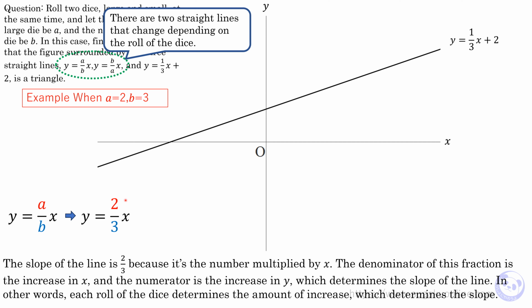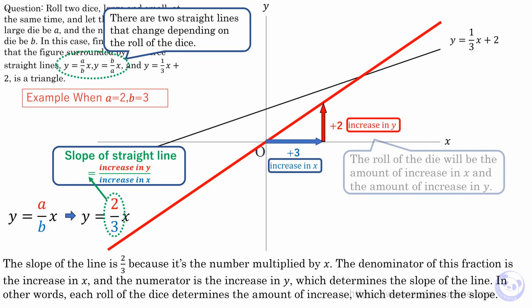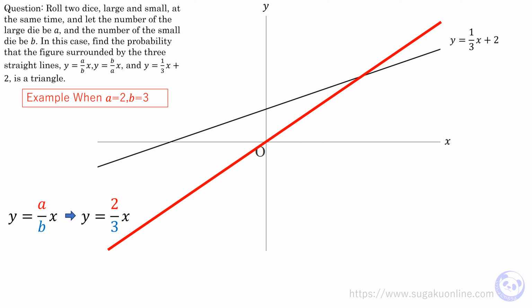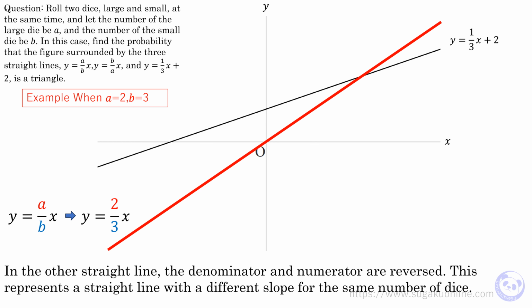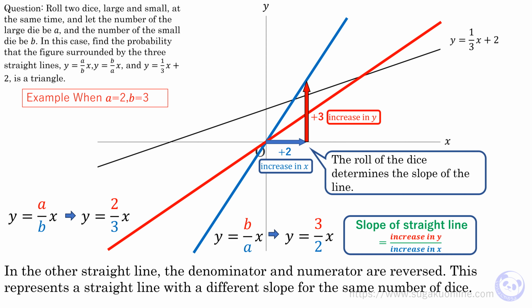The denominator of this fraction is the increase in x, and the numerator is the increase in y, which determines the slope of the line. In other words, each roll of the dice determines the amount of increase, which determines the slope. In the other straight line, the denominator and numerator are reversed. This represents a straight line with a different slope for the same number of dice.